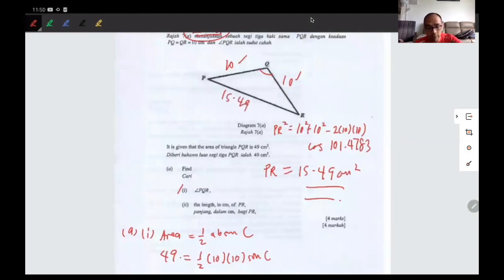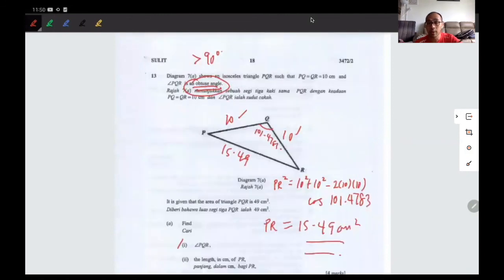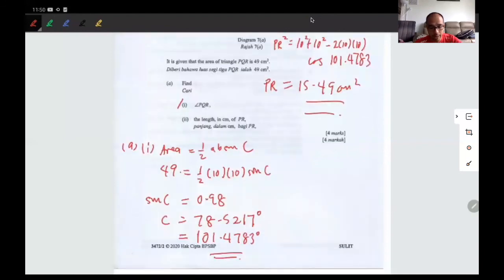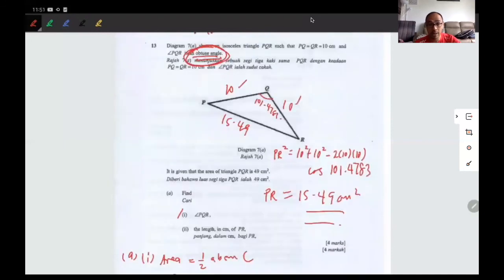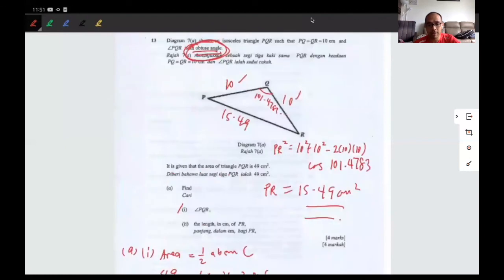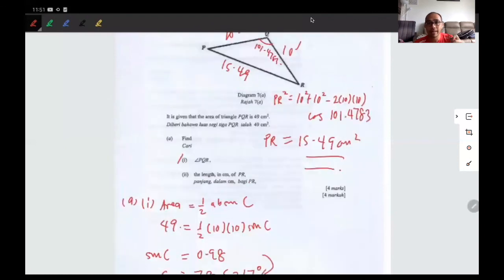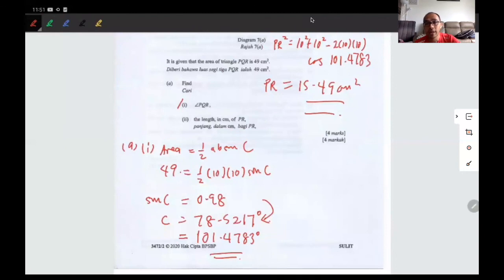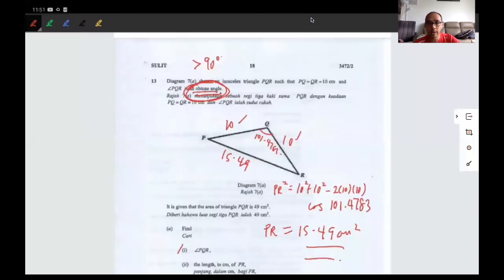So we have all these three pieces of information now, 101.4783. I want to emphasize once again that it is very important that we pay attention to the word obtuse. Because a lot of students, once they get this answer, kan dia orang akan puas hati. It looks like 78 degrees at first glance. Macam 78 degrees. Tapi diagram doesn't always help. Diagram is not always accurate. Question is always accurate. So be very careful with that.